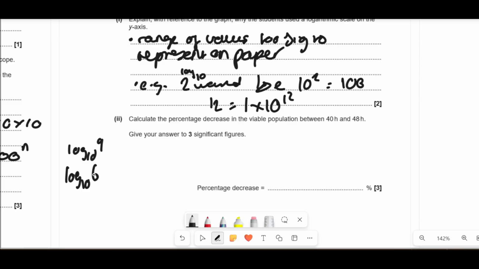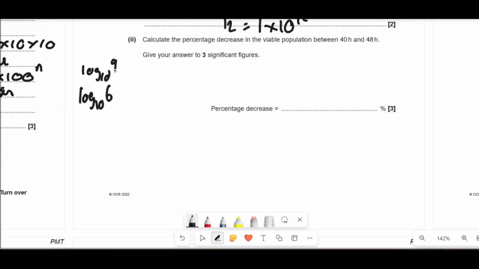So to undo a log, you just need to raise it to the power, and that's the base you're going to use. So that would actually be 10 to the 9. And we're looking for the percentage decrease, so we're going to work out the difference between the two. So that's going to be 10 to the 6 for the other one. You need the actual numbers, you can't work with the log numbers. And then we're going to do it over the original, which was 10 to the 9, and then times by 100. If we do that, we should get 10 to the 9 minus 10 to the 6 over 10 to the 9 times 100. It should give you 99.9.